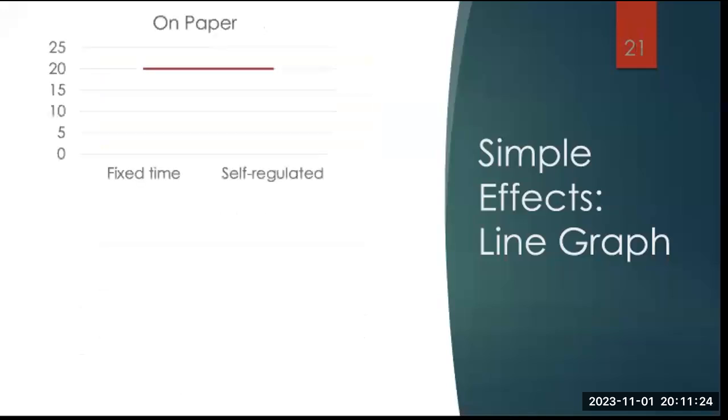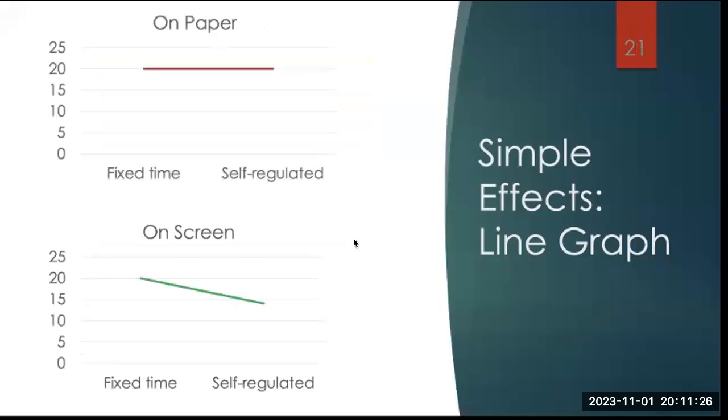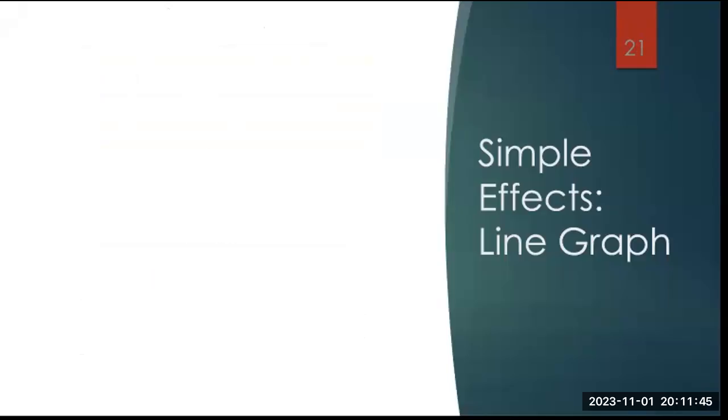Let's look at it on paper. Again, on paper, a perfectly straight horizontal line means there was no difference whether they studied it on paper with fixed time or self-regulated time. Screen only made a difference when it was self-regulated. So this is consistent with what we saw here.